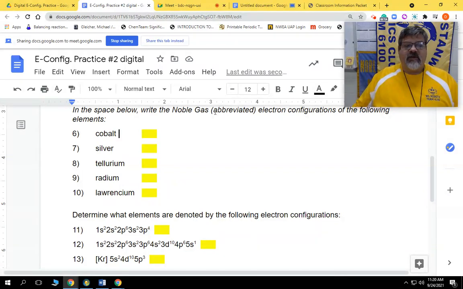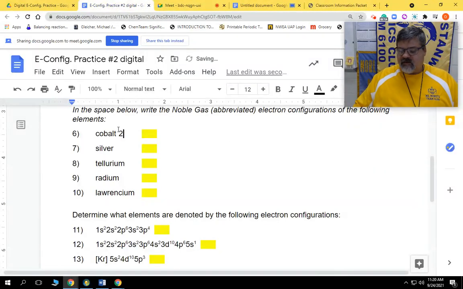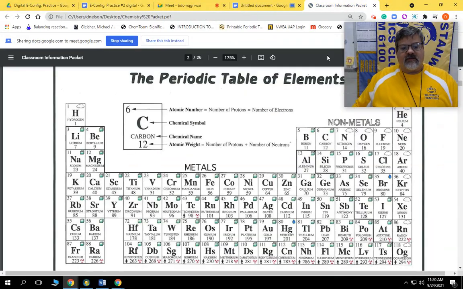Number 6, we're going to do in the abbreviated version, 6 through 10. Remember that we start with the previous noble gas. So we have cobalt, and we've got to go to the previous noble gas. Cobalt is right here on your periodic table. It is 27. So that's the first thing I'm going to write down: a 27.